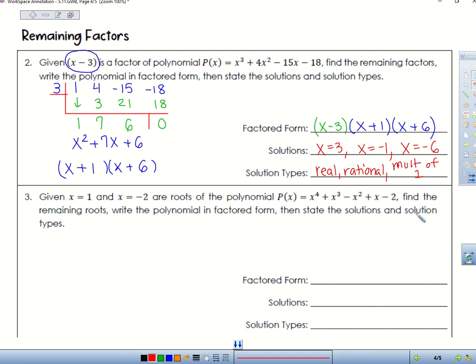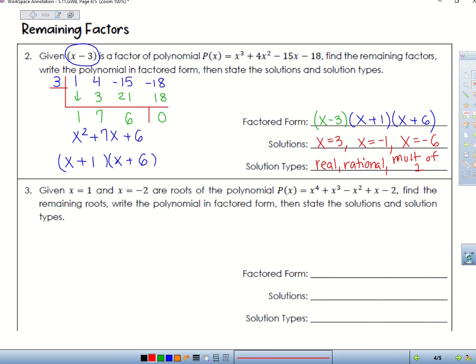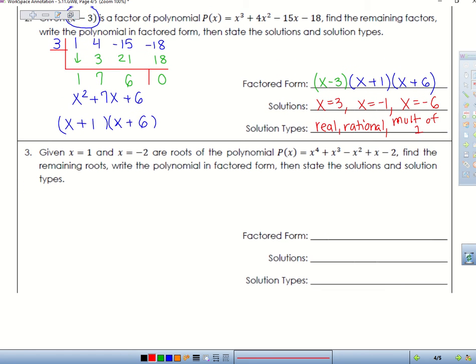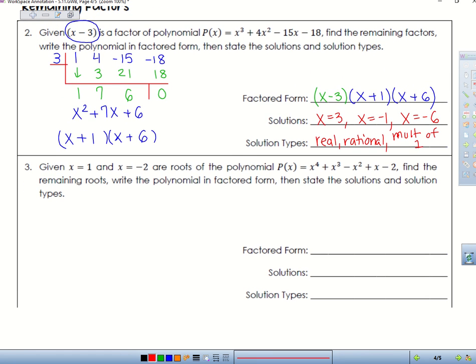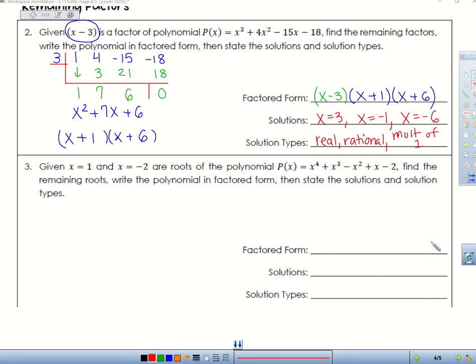Okay? What do you think? Was that easy? Relatively? Yes. How do you find the multiplicity? Multiplicity just means, did you get x equals 3 more than once? Like, did you get that solution more than one time? We're going to do one that has a multiplicity of 2 so you can see it as well.